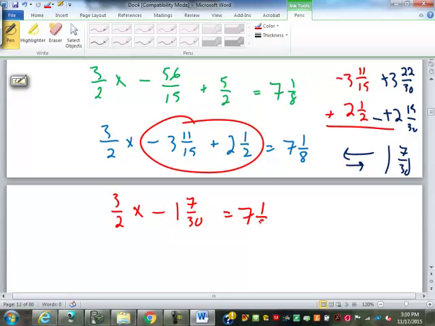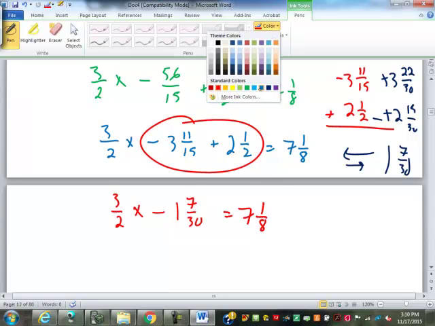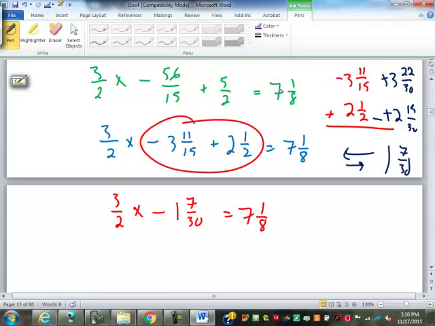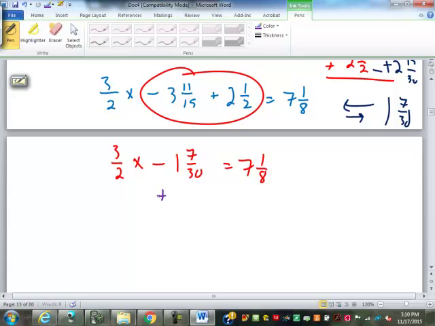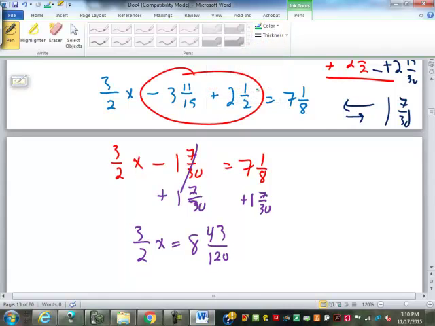That equals 7 and 1/8. You start throwing negatives in with the fractions, it really gets ugly, doesn't it? So now we have to add 1 and 7/30. So we got 3 halves x equals 7 and 1/8 plus 1 and 7/30 is what? 8 and 43/120.